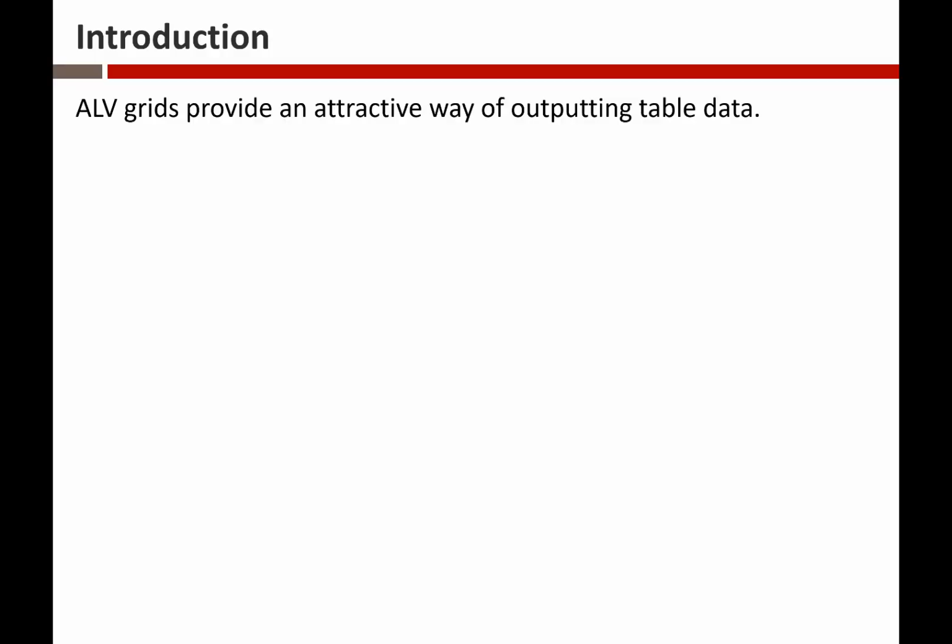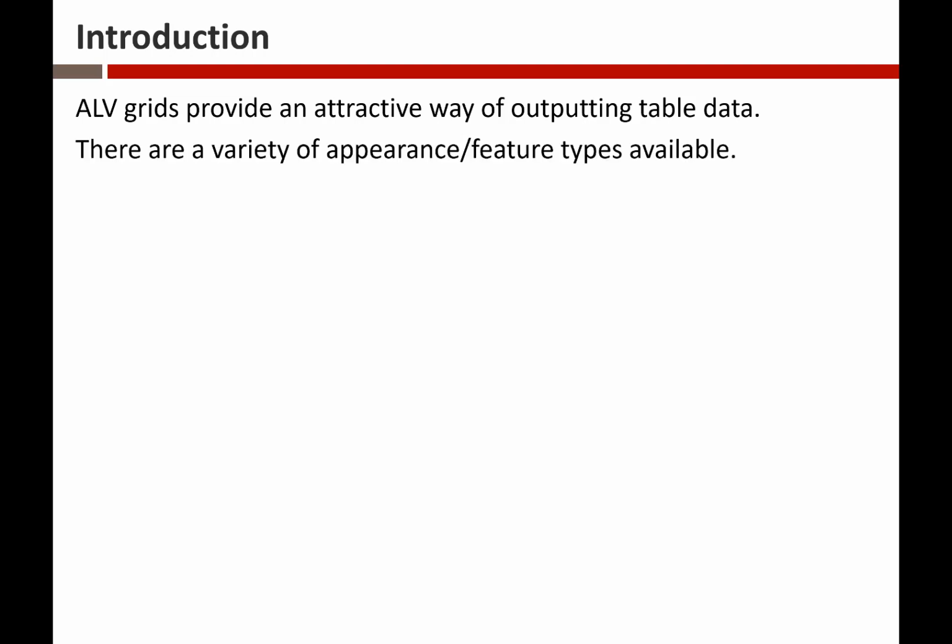Things come up. So ALV grids. ALV grids are a method of outputting tabular data or table data that is different than what we have done so far. And what this does is gives us an output that is a little bit more, if you will, attractive in its appearance.